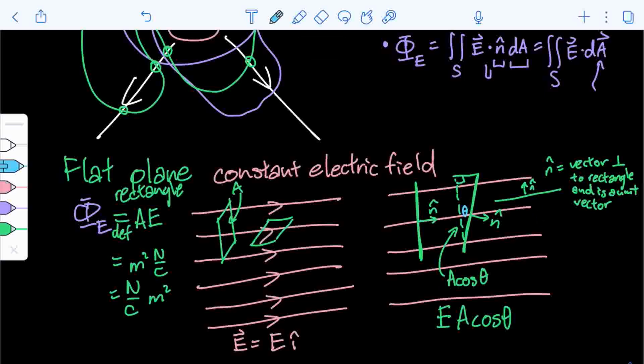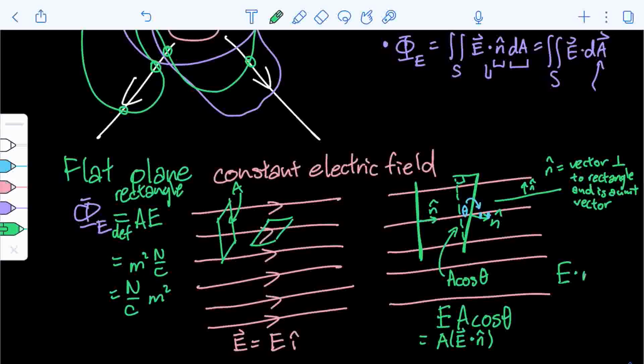Now, having it in terms of theta is a little awkward because we want to work with n hat, because n hat is the variable we introduced. So we can move this theta. This theta is the same angle as this theta here. So we get that EA cosine of theta is actually the same as A times the dot product of the electric field vector and the unit normal vector, n hat. So this is where the dot product comes from, and this is where the n hat comes from. The dot product with n hat is to incorporate the orientation of the rectangle into play.